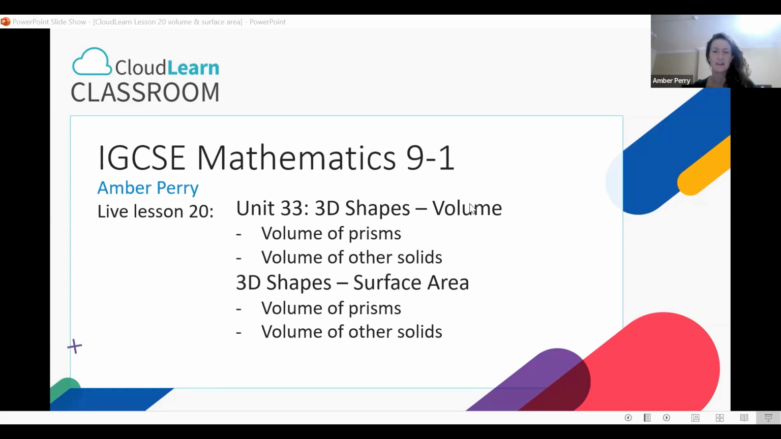Okay, so we're just a little bit behind with the schedule. So vectors will be in the next session in 2 weeks' time.